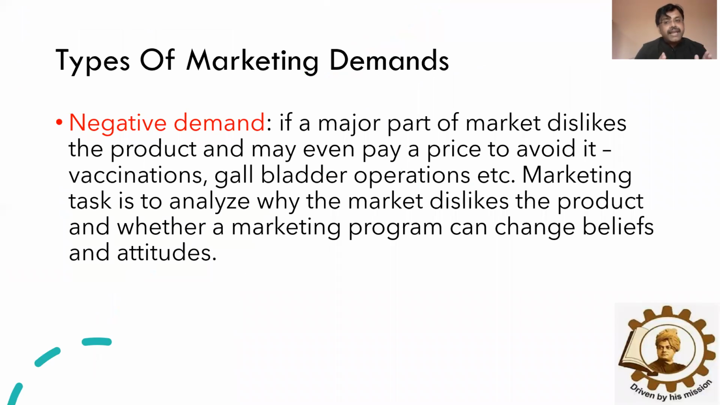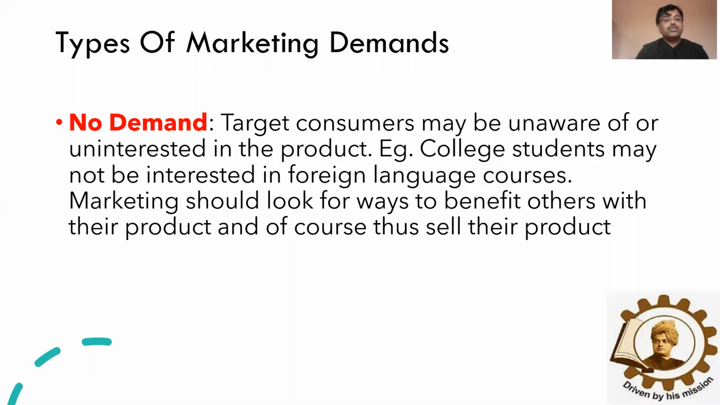Number one, negative demand. If a major part of the market dislikes the product and may even be ready to pay a price to avoid it, then this kind of demand is called a negative demand. Example, vaccinations, gallbladder operations, etc. Usually the consumer in general wants to avoid hospitalization. So that's why it is called a negative demand. So marketing task is to analyze why the market dislikes the product and whether a marketing program can change their belief and the attitude.